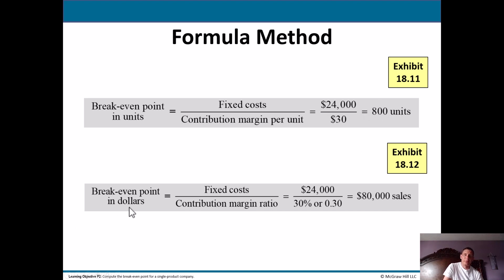If we're trying to get the break-even point in dollars, then we take the same fixed cost, 24 grand, and divide it by the contribution margin ratio. In this case, 0.3. So 24,000 divided by 0.3 gives us 80,000 in sales. We're really saying the same thing in two different ways: if you want to break even, you have to sell 80 grand's worth of stuff. You would do that by selling 800 units.